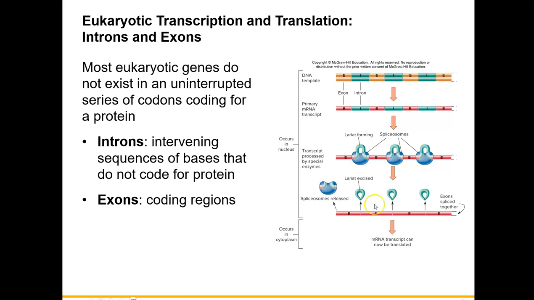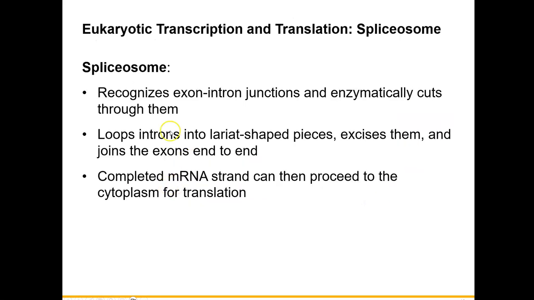And this is showing the spliceosomes that actually take those little pieces out. The spliceosome will recognize the exons and introns and will use enzymes to cut through them. It loops the introns into lariat pieces and excises them, and then the complete mRNA strand is ready to be translated.